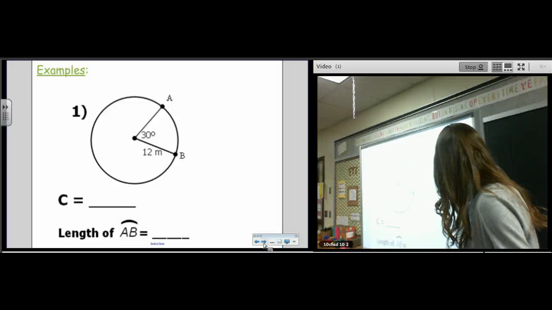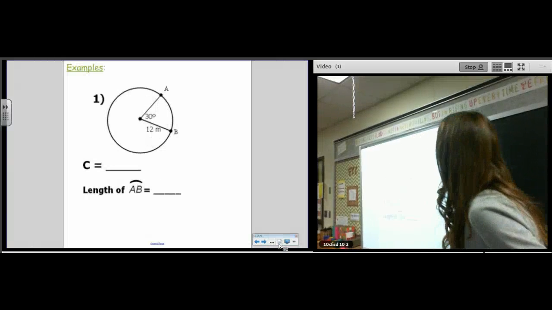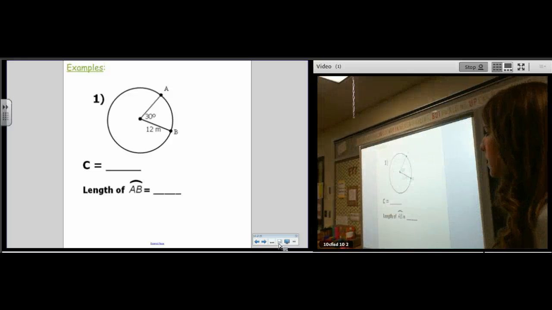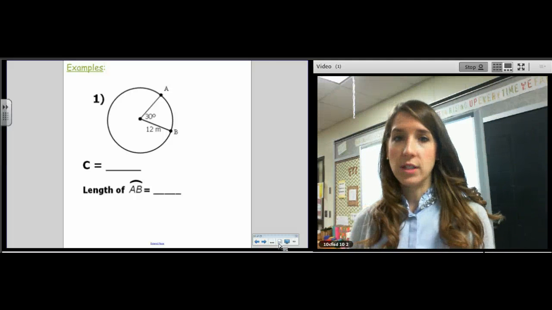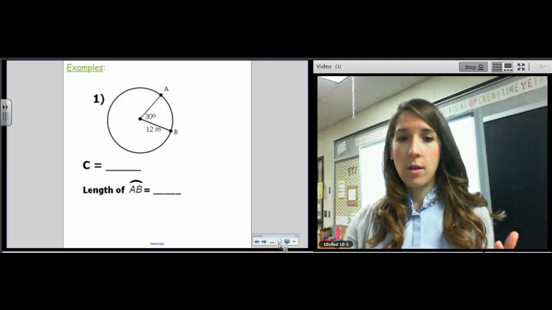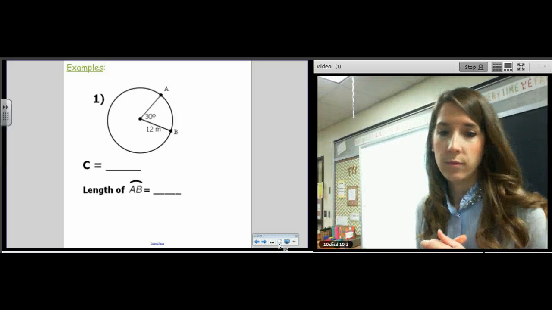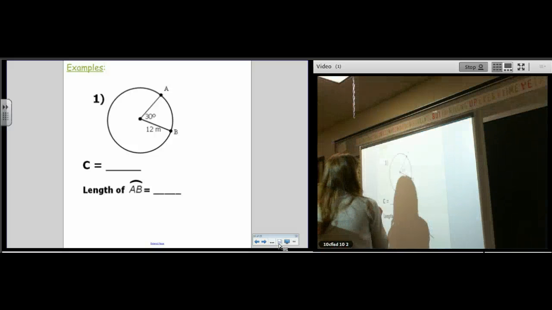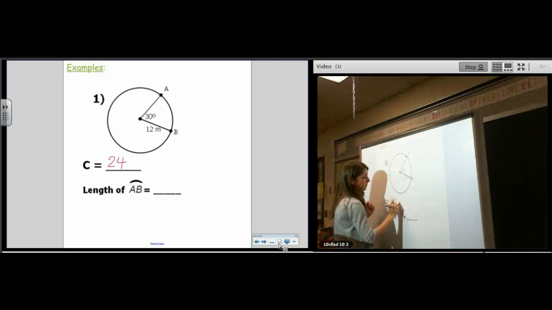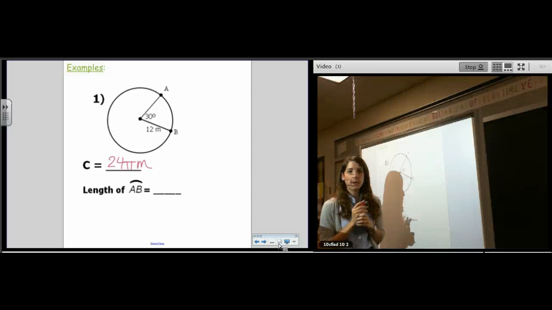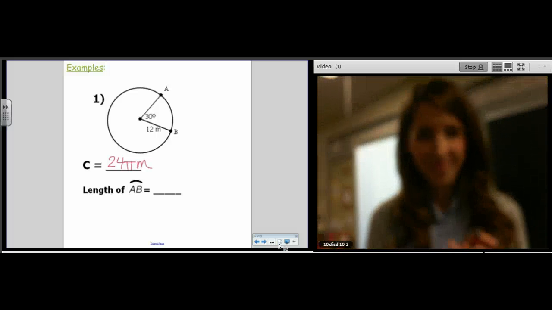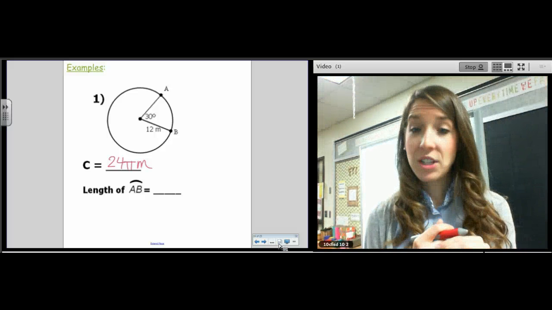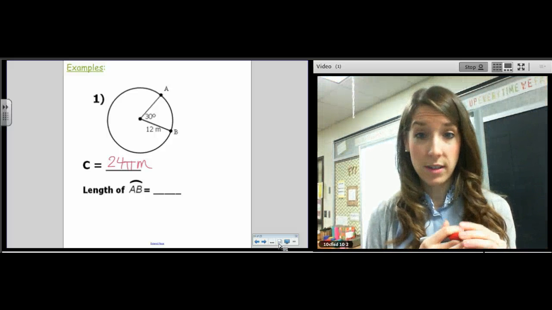Alright, so let's try some. So here we go. We've got a 30-degree angle, and we've got a radius of 12. So let's start by finding the circumference. How far would we travel if we went all the way around? 24 pi meters, right? We're going to keep it in terms of pi unless someone tells us otherwise.